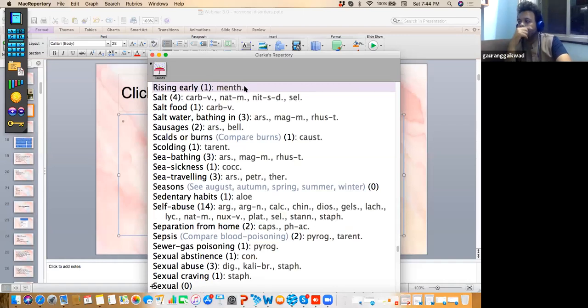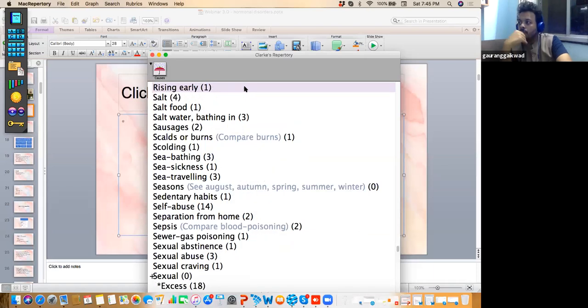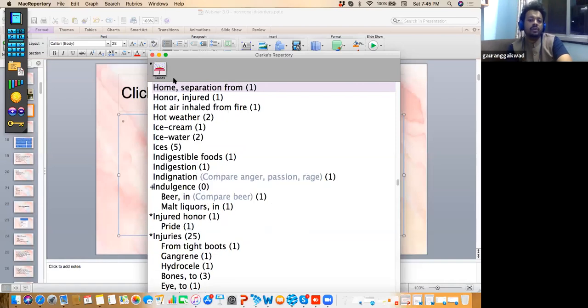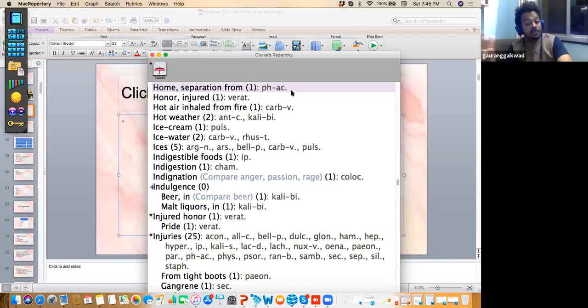I remember one case I did in Belgaum, a guy who developed fever. And when I studied the case, the fever started after there was a family separation. So I look at the rubric, home, separation from, and there is Phosphoric acid. So this is such a beautiful repertory. And this is my life. This is the way I use repertory so beautifully.